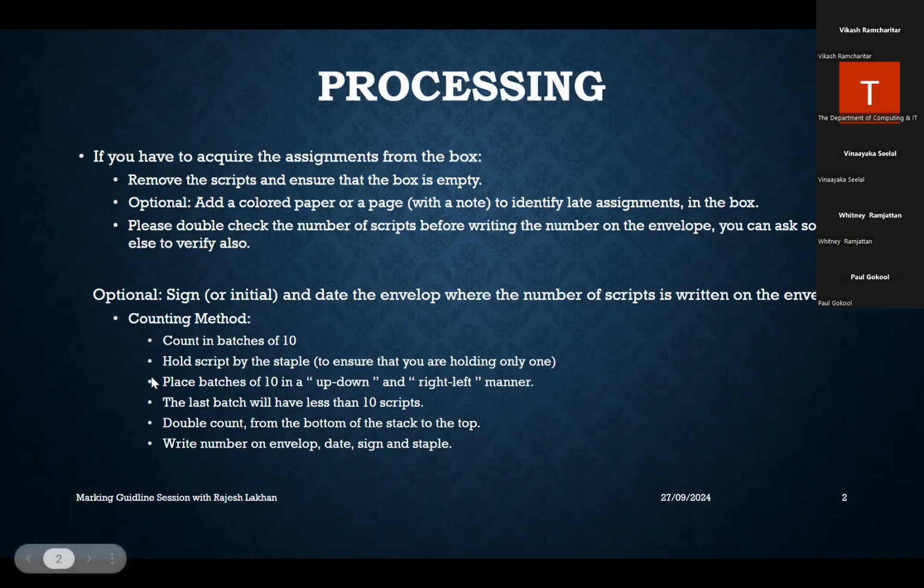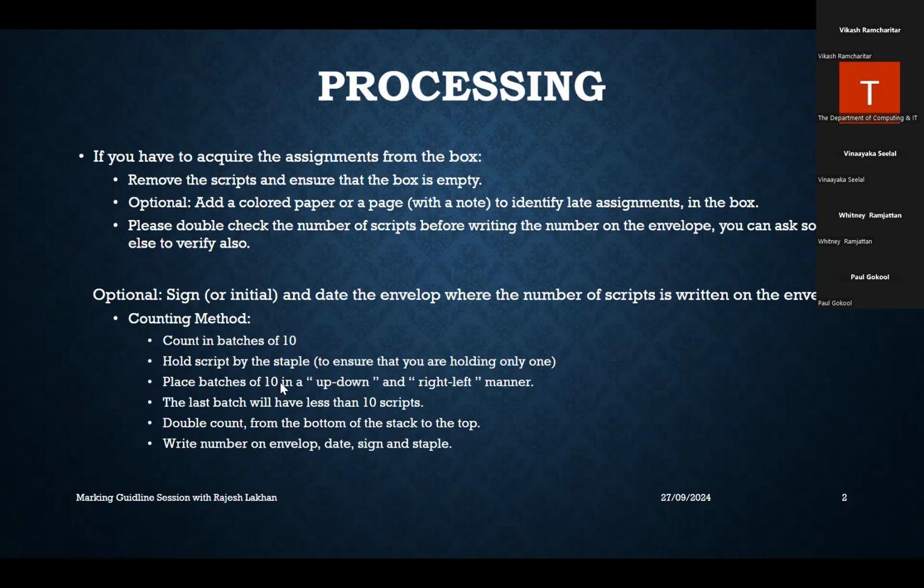Now the counting method. I know it's real basic stuff, but these things bring about efficiencies. Say you have 50 scripts in one batch. I count them in batches of 10 and move this one here, batch of 10, and then put the next batch of 10 vertical, the next batch of 10 horizontal. And then when I double check, I make sure I get the same number. If I don't get the same number, then I go through each individual batch so it's easier to find where the error is, right?